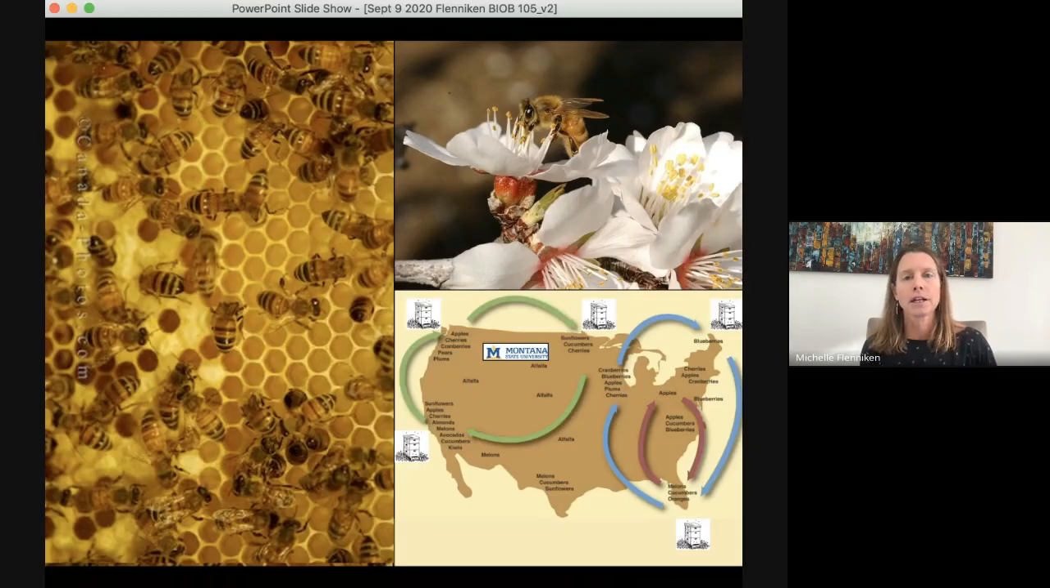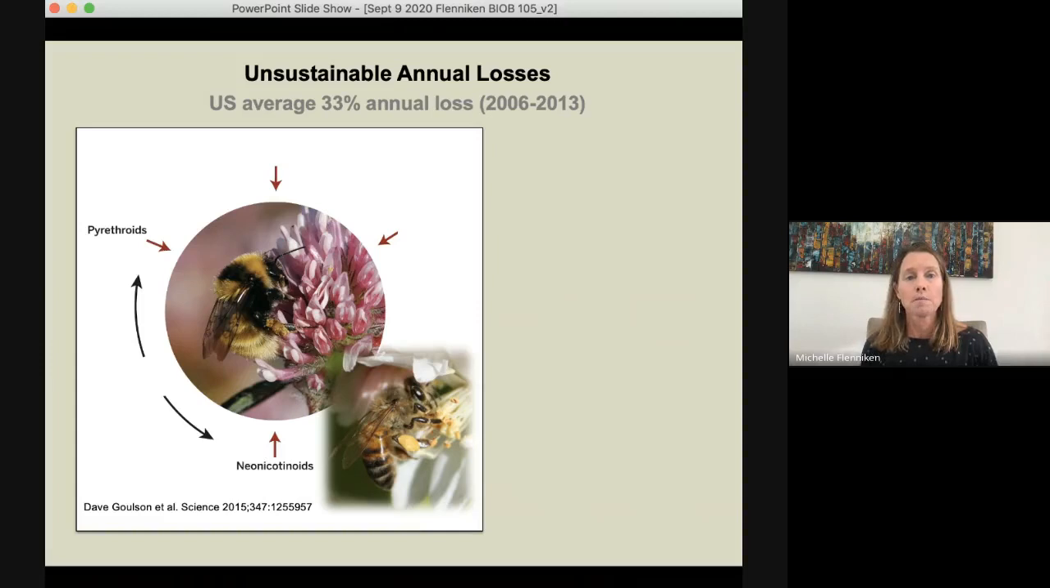So you may not appreciate that Montana is also a big honeybee keeping state. We provide over 150,000 colonies that are moved from Montana to California around Thanksgiving time each year to aid in this pollination event. So I hope that you've heard by now that unfortunately honeybees and other native and wild bees have suffered unsustainable losses. For honeybees, that annual loss has averaged 33% annually since 2006.